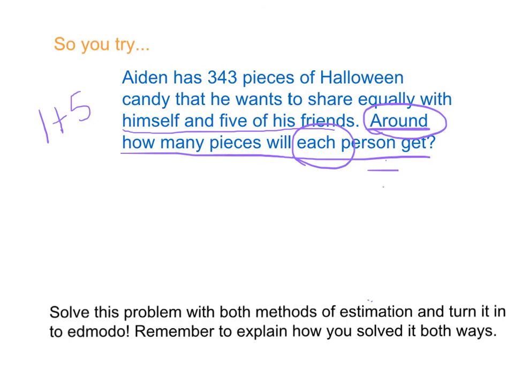Now that I've underlined the question, I can solve this problem. Remember to solve this problem with both methods of estimation, rounding and compatible numbers. Turn it in to Edmodo and explain how you solved it both ways.